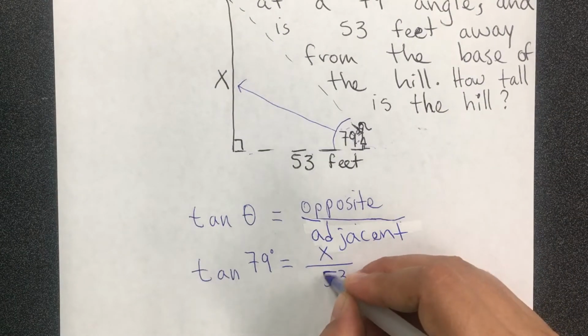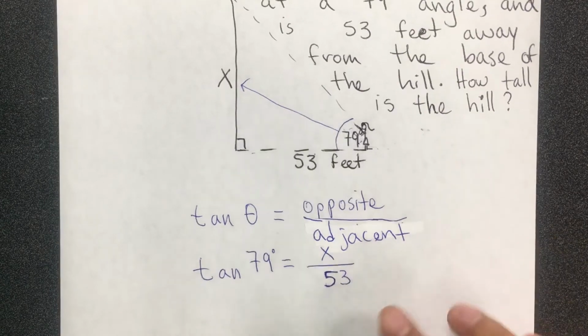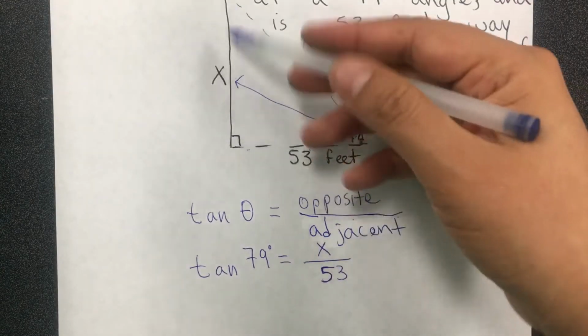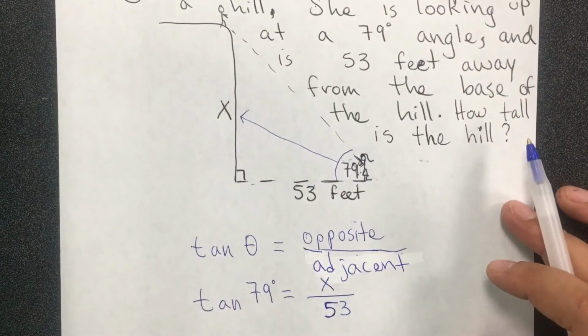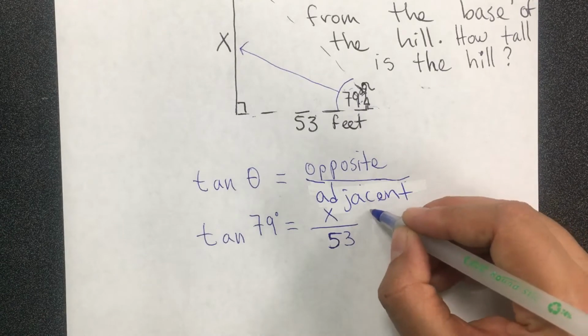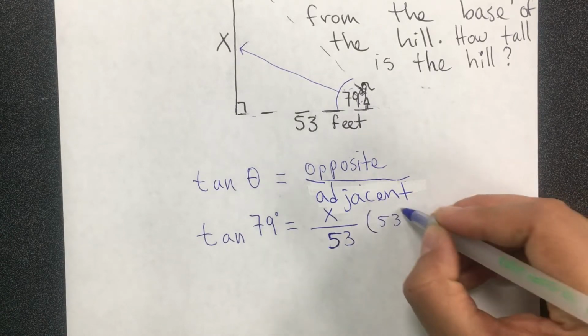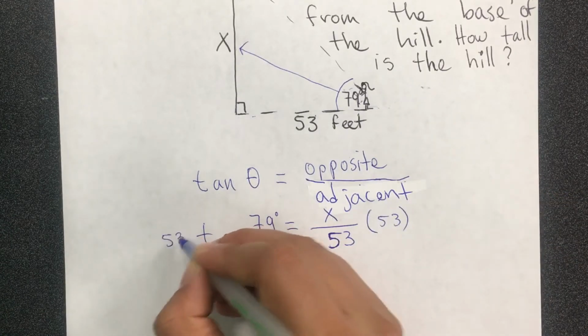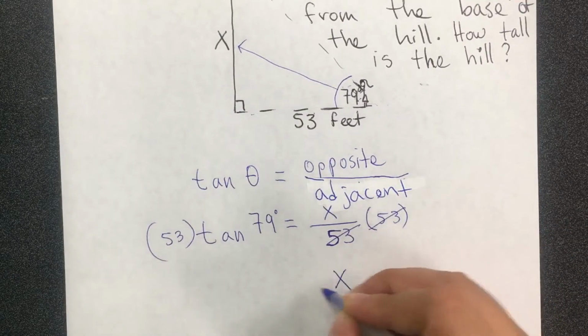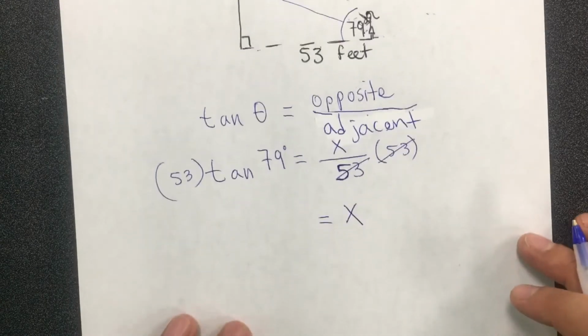And from here, if we're dividing, we want to know the value of x, right? We want to know how tall the hill is. And so if we're dividing by 53, the opposite is to multiply by 53 on both sides. This cancels, and that's how we're going to find our value of x.